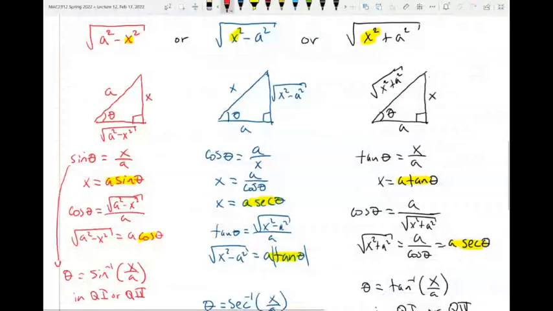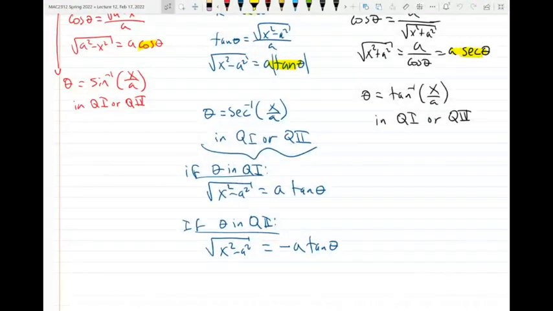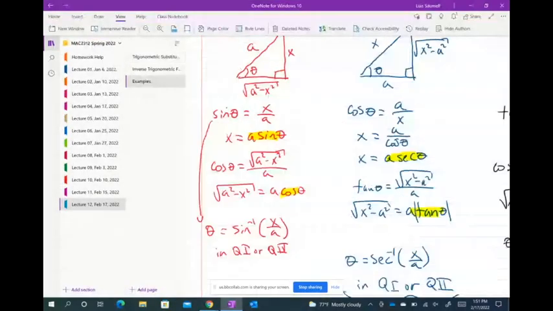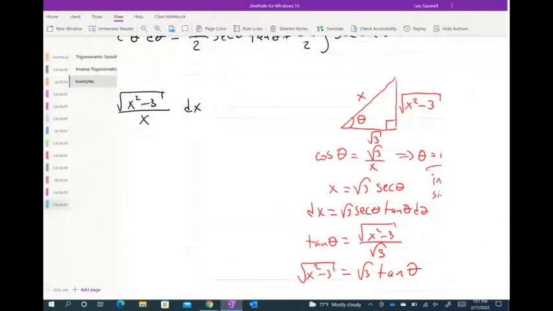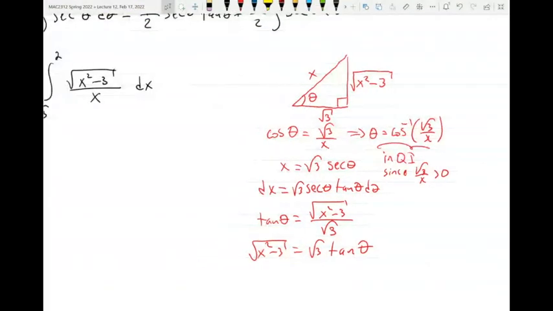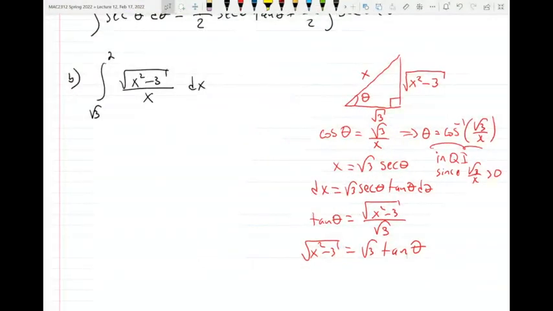That's a blue case. You see how in the blue case, we actually split it into situations. Depending on the quadrant that the angle is, that's the substitution that you make. If it's in quadrant 1, it's just a times tangent, the radical, but if it's in quadrant 2, you have to put the minus. Okay? So just be mindful of that.